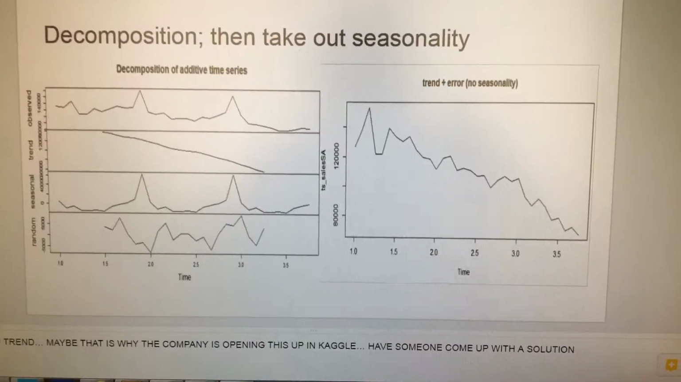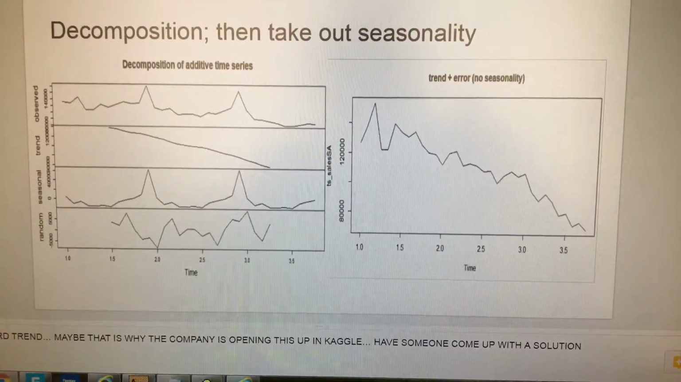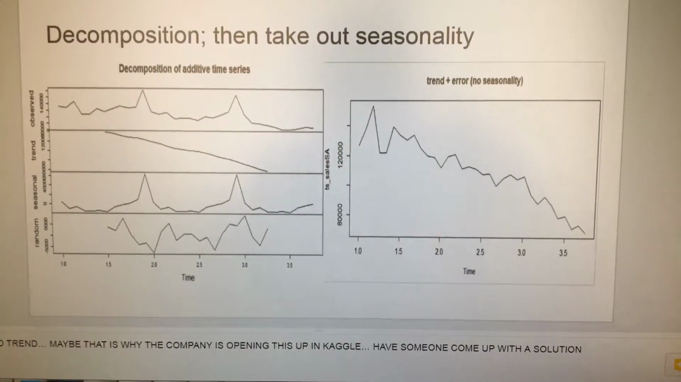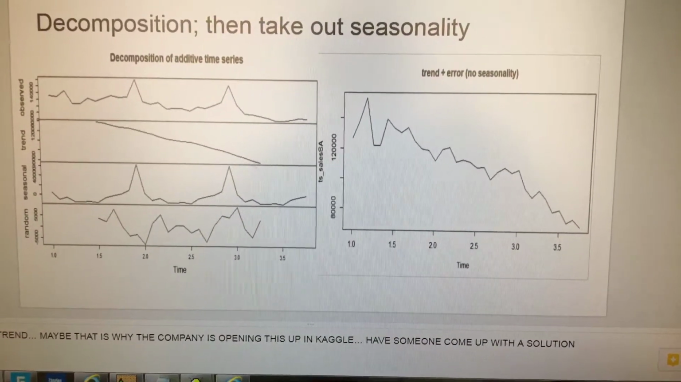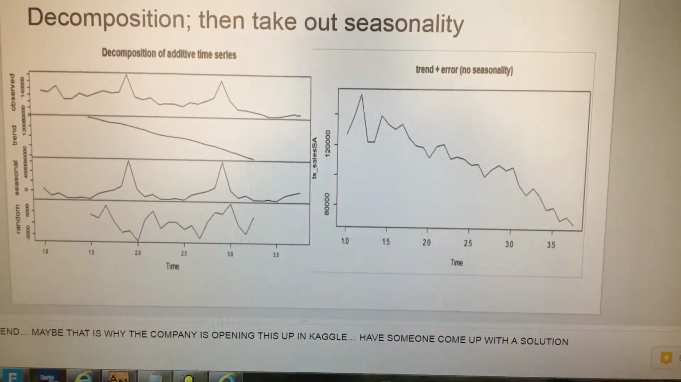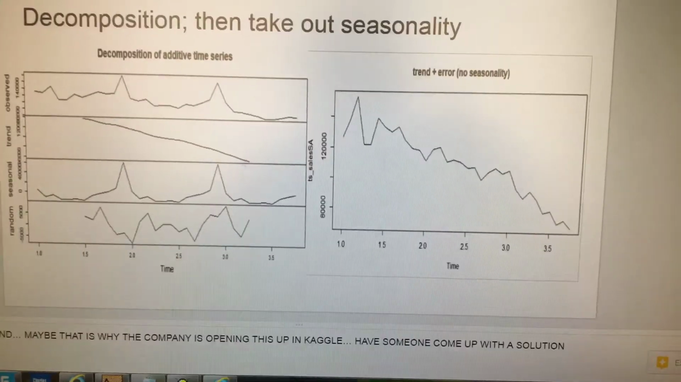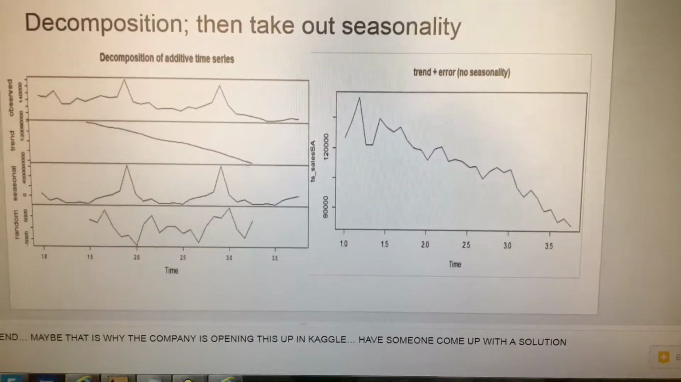I did a decomposition just to see if there was seasonality or any trend components that were noteworthy, and there's clear seasonality and clearly a downward trend. The graph on the right really doesn't give me a whole lot more information value. It just takes out the seasonality, so that's really just trend plus error, but obviously declining sales here.